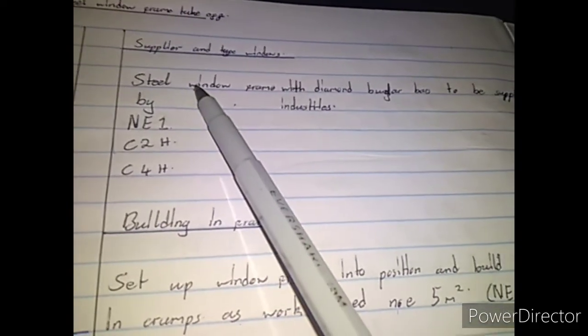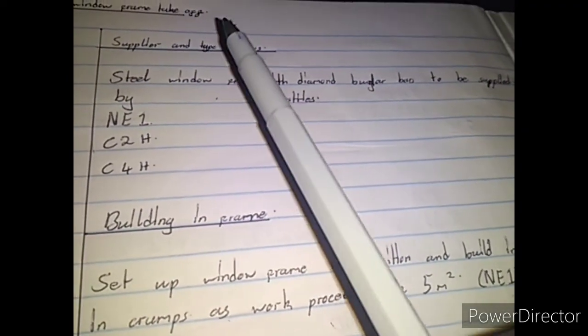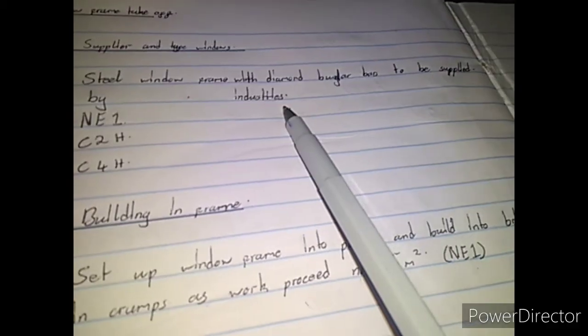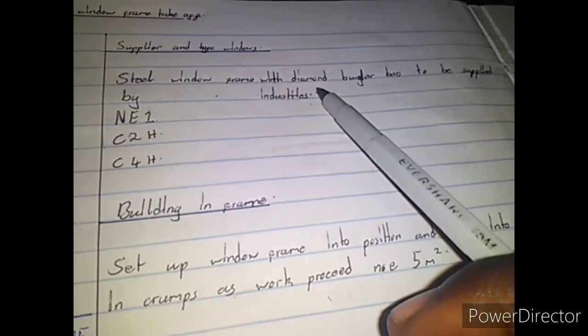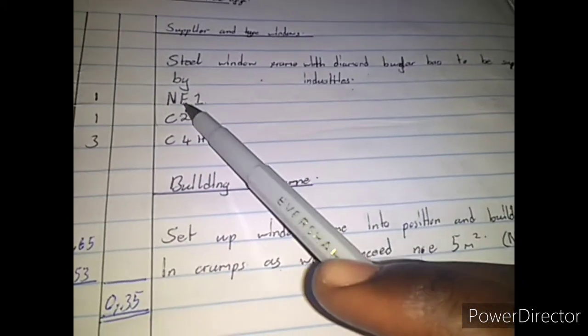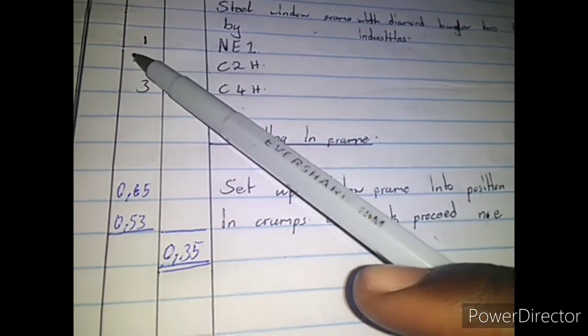On our takeoff, we start with the supply and the type of window frame. Our description says steel window frame with diamond buckler bars to be supplied by the supplier who is going to supply your window frames. These are the types of window frames: NE1, C2H, and C4H, and these are the quantities: NE1 we need 1, C2H we need 1, C4H we need 3.